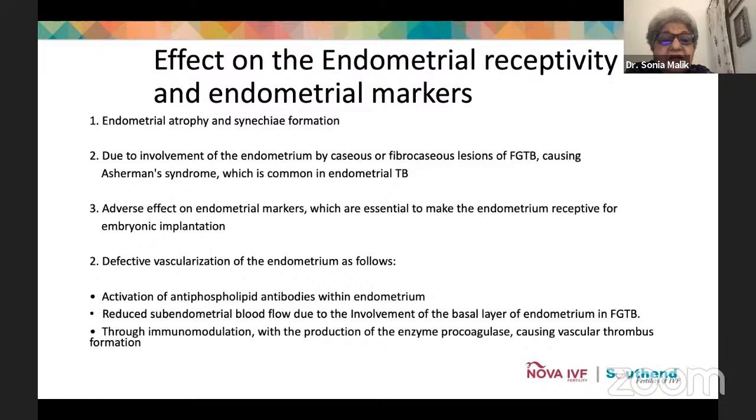It is intense actually, and it causes endometrial atrophy and synechiae formation, leading to a thin endometrium that Dr. Mahajan referred to. Due to involvement of the endometrium by caseous and fibrocaseous lesions, it causes Asherman syndrome. We all know that. The endometrial markers, which are essential to make the endometrium receptive, are also adversely affected. There is defective vascularization and activation of antiphospholipid antibodies in the endometrium. Subendometrial blood flow is also affected. So in totality, the entire basal layer and the endometrium per se is affected in many cases of tuberculosis.